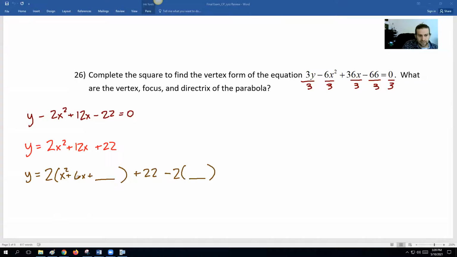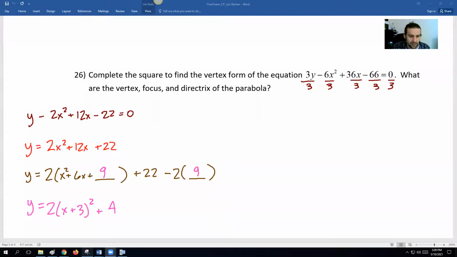All right, to find the blank, we're going to take this middle number, cut it in half, and square it. So 6 cut in half is 3. 3 squared is 9. That's completing the square. All right. So this becomes 2 times x plus 3 squared. Remember, the symbol stays the same in the middle. We cut it in half. And then over here, this would be 22 minus 18. That would just be 4. Okay, so there's the equation.